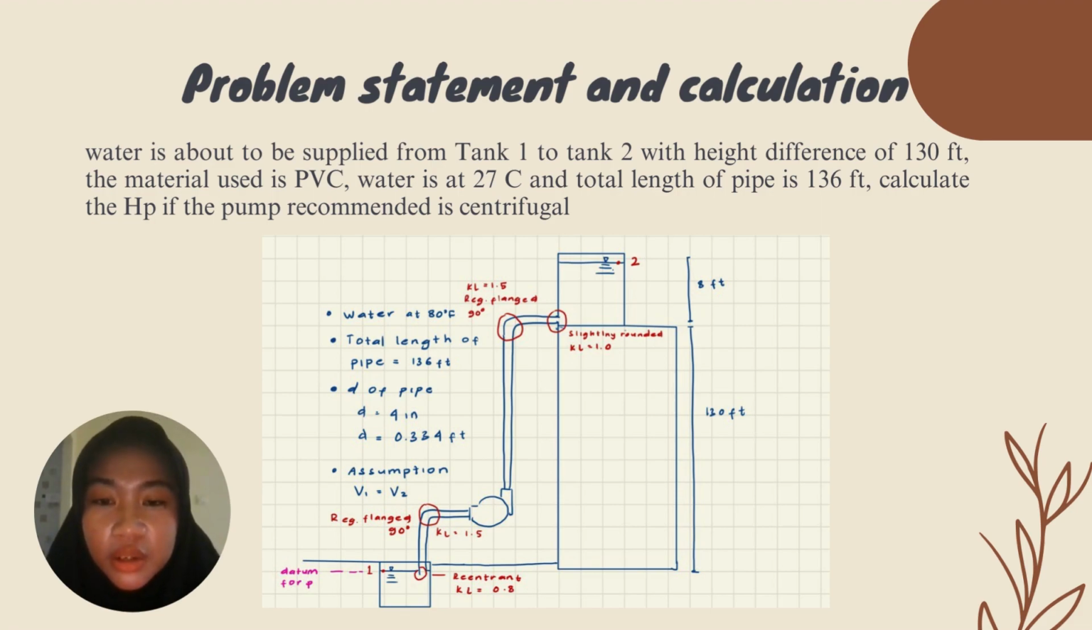And for the coefficient for the K L, we have the reentrant, which is 0.8, regular flange 90 degree is 1.5, and also this one 1.5, and slightly rounded exit is 1.